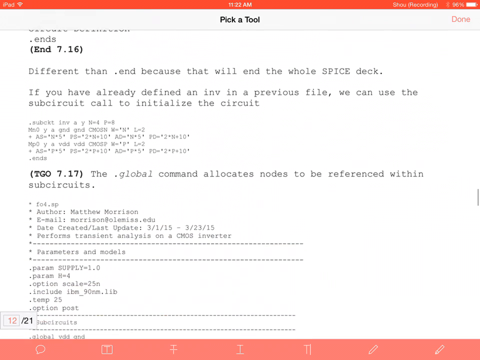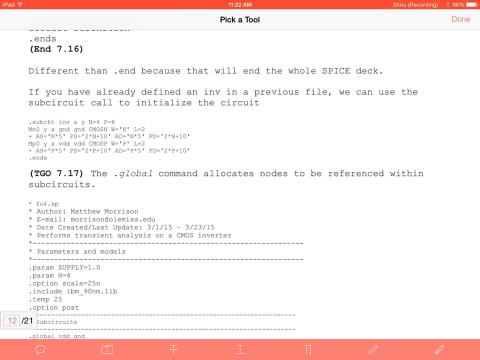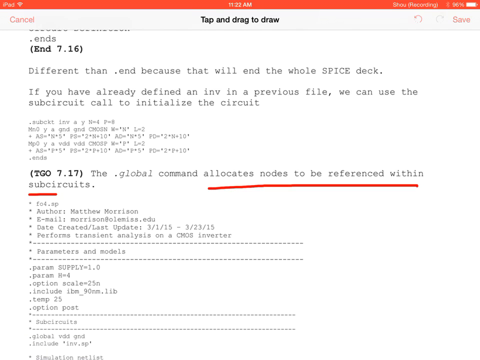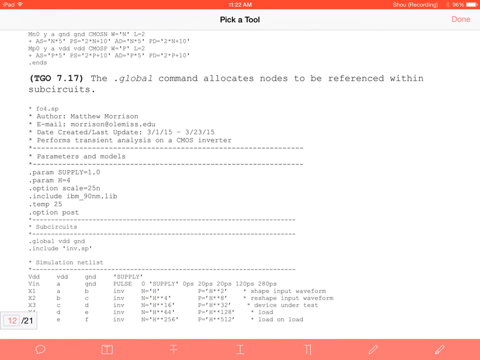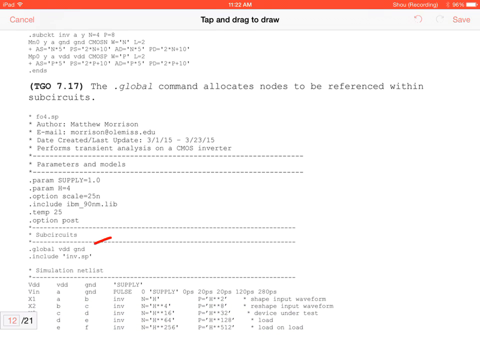And so we're also going to find something called a global command, which allocates nodes to be referenced within subcircuits. This becomes important because I have a .global here: .global VDD and ground. Inside the subcircuit, the VDD and ground in the subcircuit is the same as the VDD and ground in the overall circuit. Does that make sense why that's important?